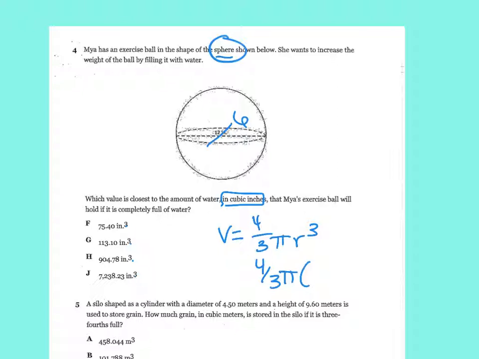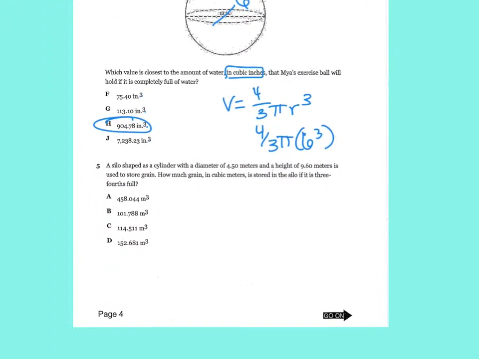My pen stopped working. Times 6 cubed. So I'm going to plug that in the calculator just like I see it. 4/3 times pi times 6 to the 3rd power. So caret 3. And I get 904.77. So that's the closest.